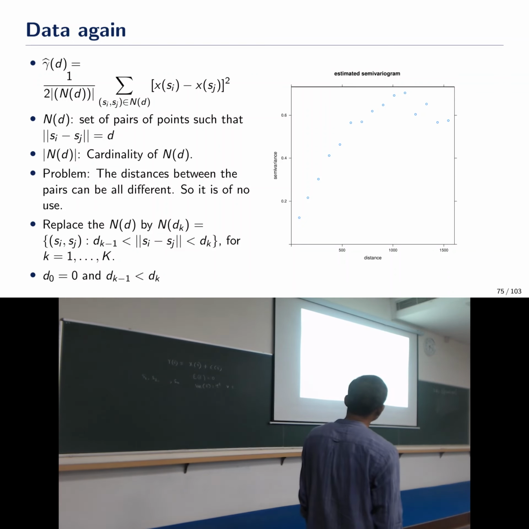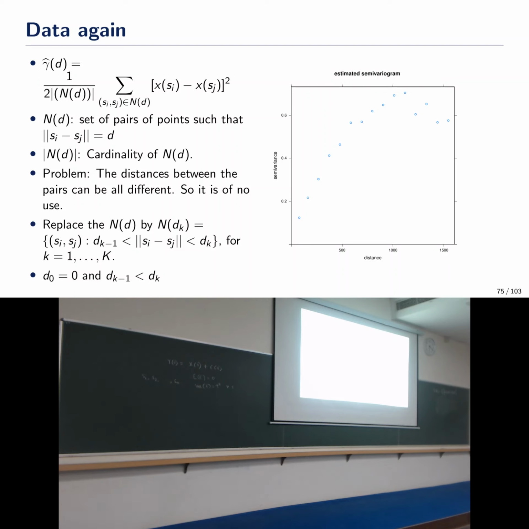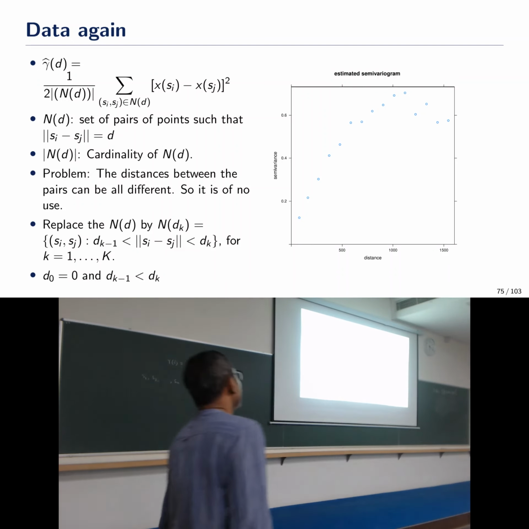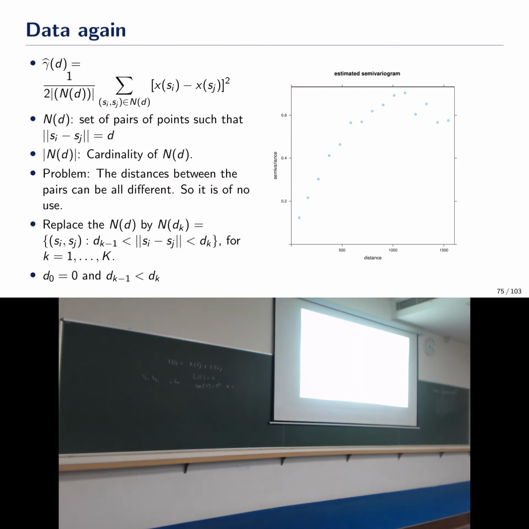In this direction, the x-axis, we have the distance. In this direction, you have the semivariance or the semivariogram. There are certain properties of this. These estimators are consistent, but not necessarily unbiased. So that's the estimated semivariogram from the data set that we have.